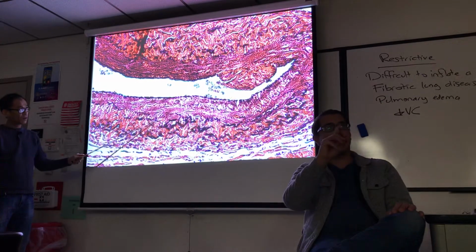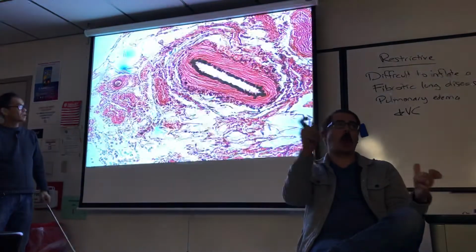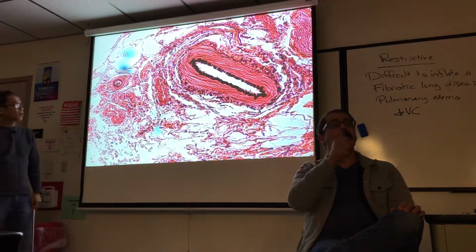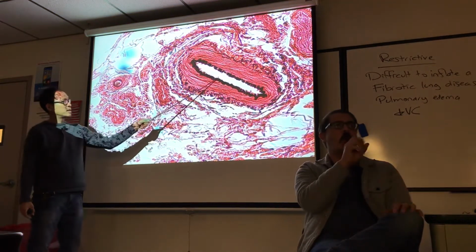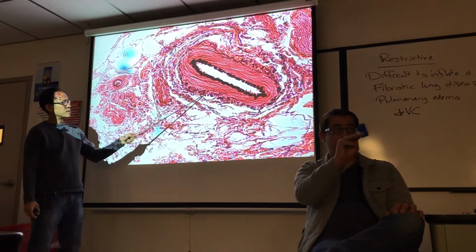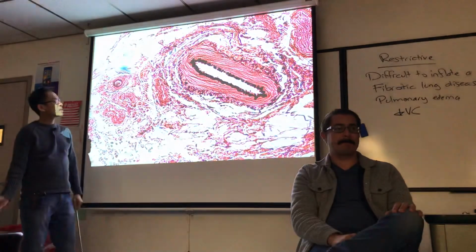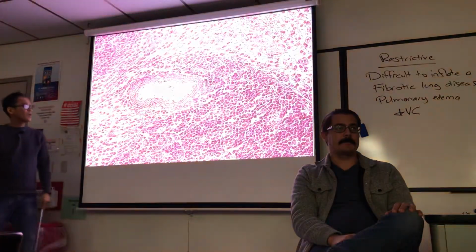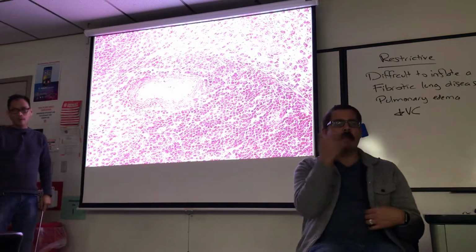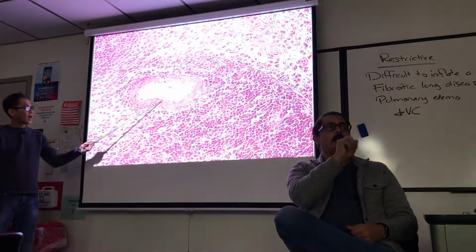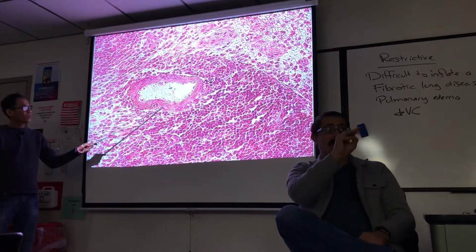Here's the vein. The tunics are TI, TM, TA, tunica intima, media, and adventitia. Okay, this is the large vein. Here's another artery. It's still a muscular artery. TI, TM, TA. Okay. This is an arteriole. Now we're down to two layers. A TI, a TM, but there's really no TA.